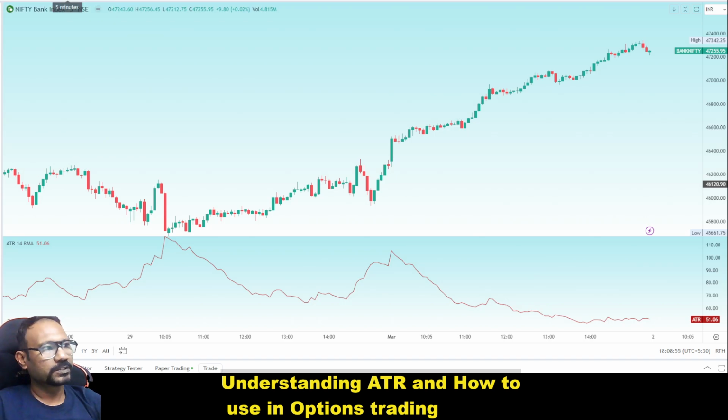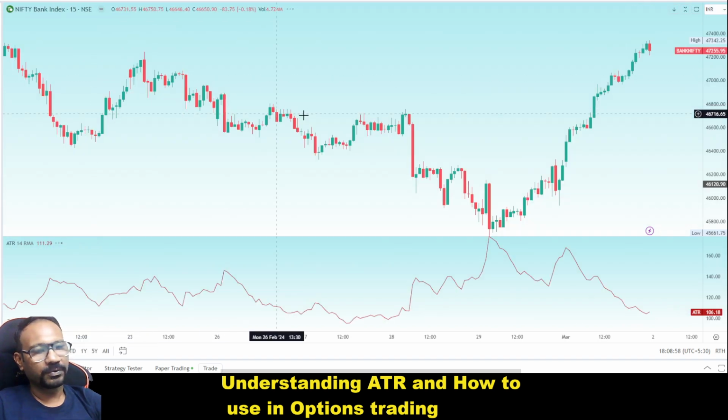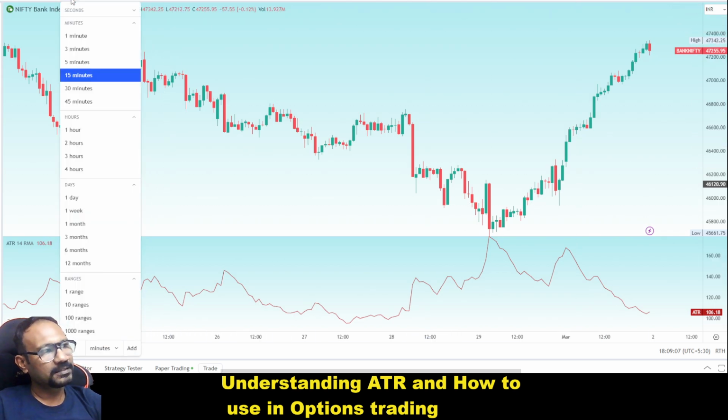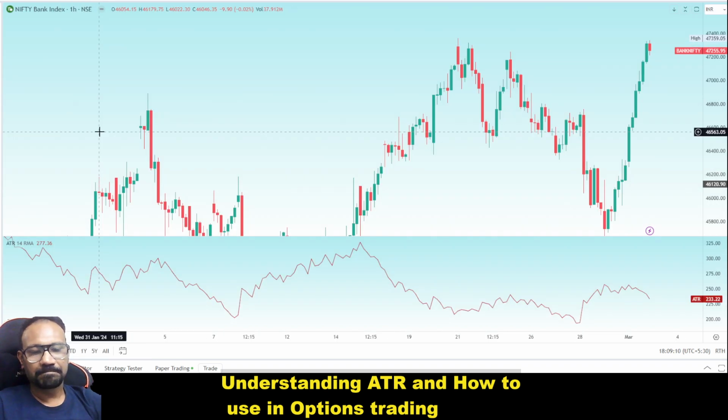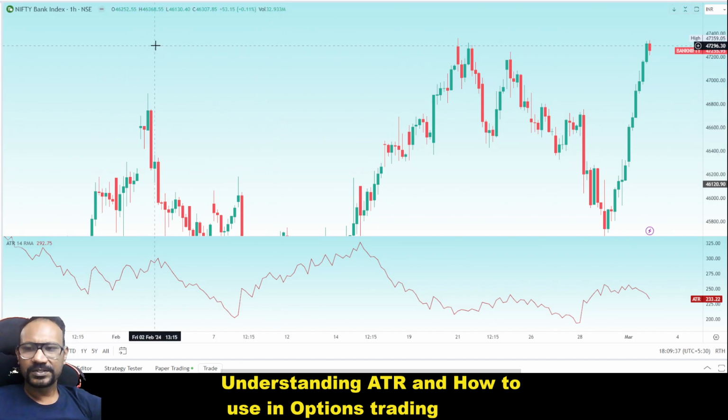So if you increase it to 15 minutes, it says that in 15 minutes, the market on average moves about 106 points, right? If I further go and make it a 1 hour candle, then it shows 233. Now the range keeps changing as we extend the time, right? So that is one interesting characteristic of ATR. The more you extend the time frame, the more it helps you understand the true nature of the movements and the momentum.